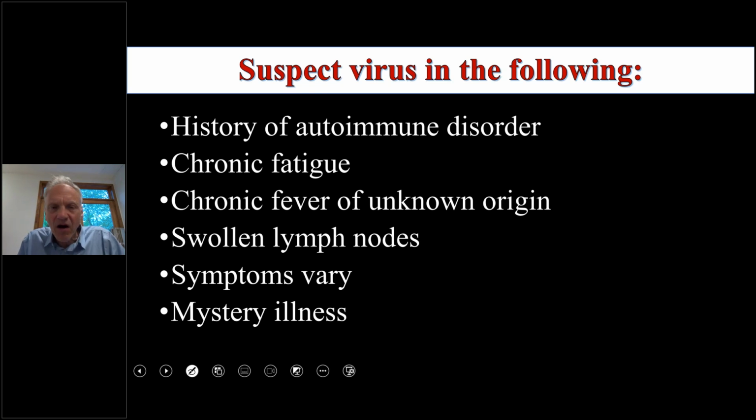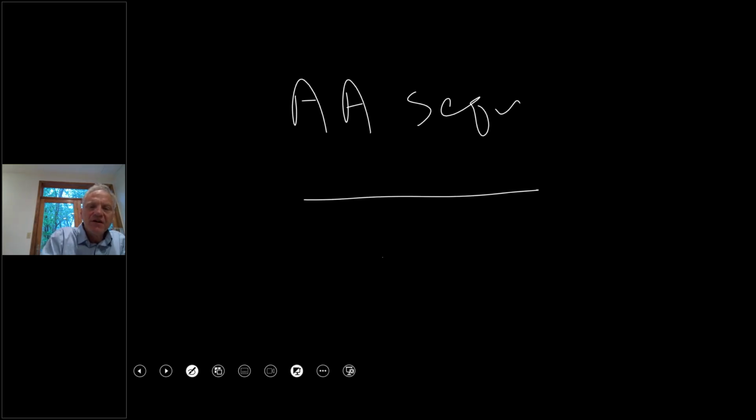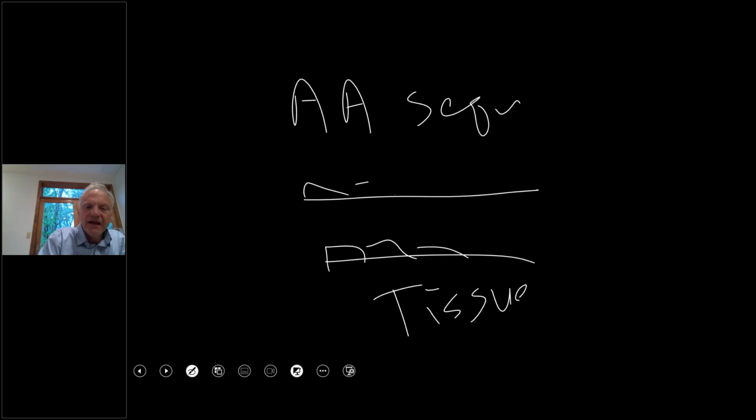A lot of them are viruses. You get infected with the virus, and then if you look at the amino acid sequence of that virus, it looks very similar to some tissue in the body. So this will be the amino acid sequence, and they'll look similar. So your white blood cells will go after the virus and build an antibody.